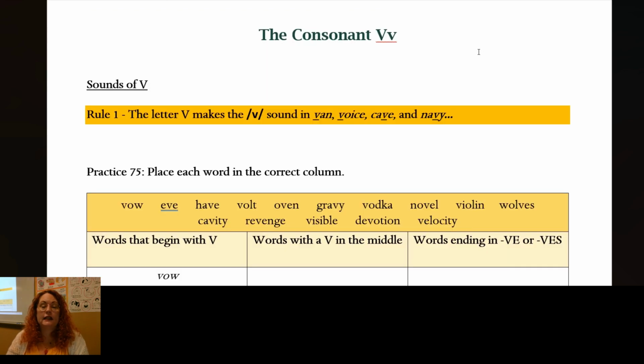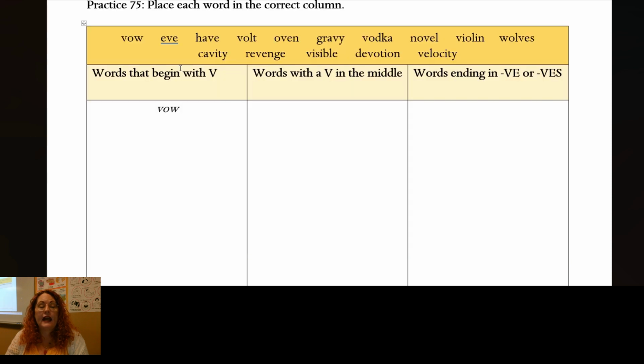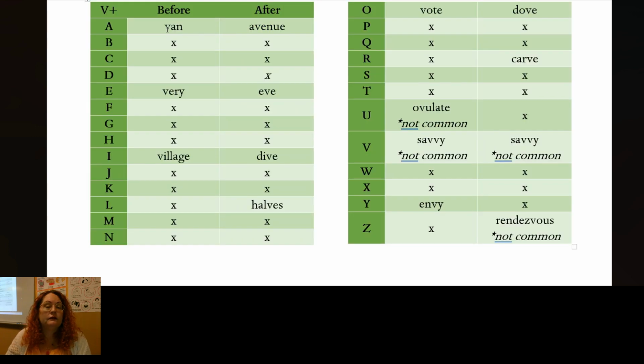Let's look at the consonant V. V is much easier than U, as most consonants are easier than vowels. V basically makes one sound, v, as in van, voice, cave, and navy. And the V can occur at the beginning of a word, middle of a word, or near the end of a word. V is a less common letter. It combines with the vowels and a few other letters, but it's not too common.